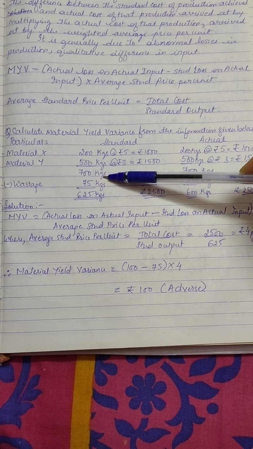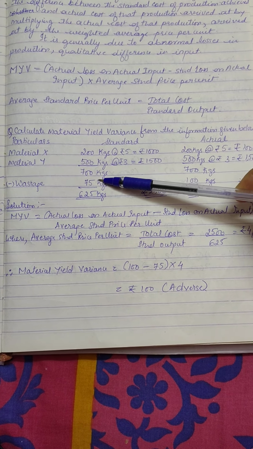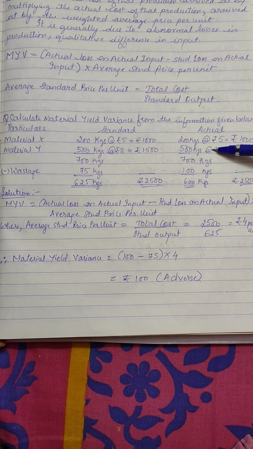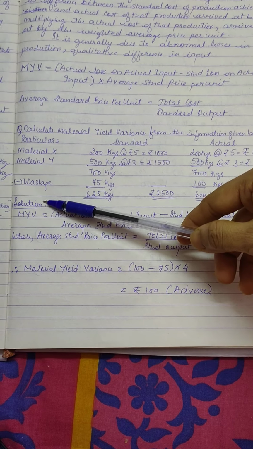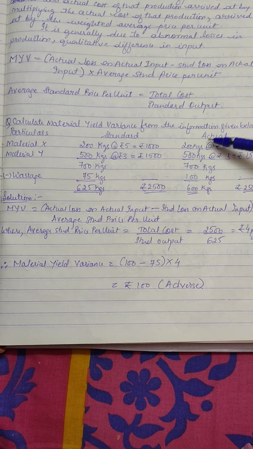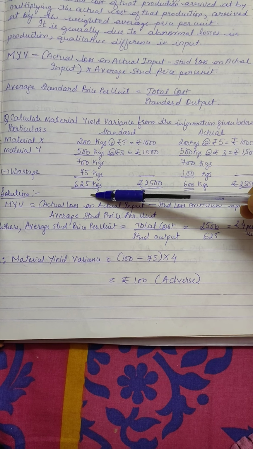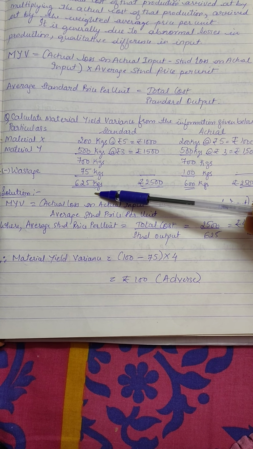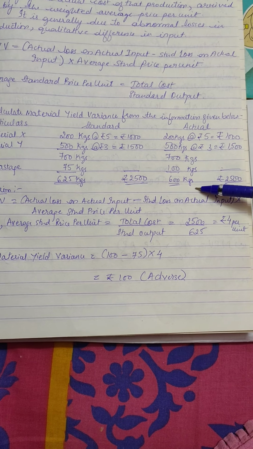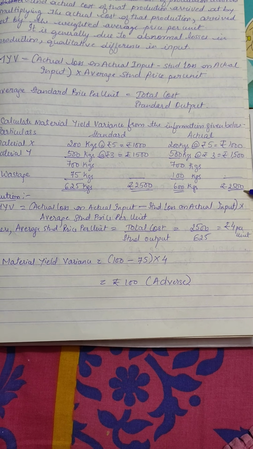Next they have given the total, 200 plus 500, total standard quantity being used for X and Y is 700. Next, actual is 700, both are the same. They had estimated that standard wastage will be 75 kgs, but actual wastage that occurred is 100 kgs. At last, standard output is going to be 625 kgs, costing 2500, whereas actual output is 600 kgs, and the cost is 2500 only.